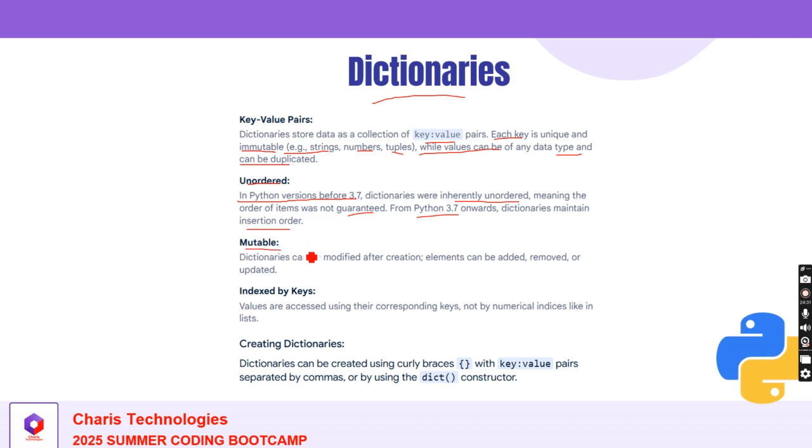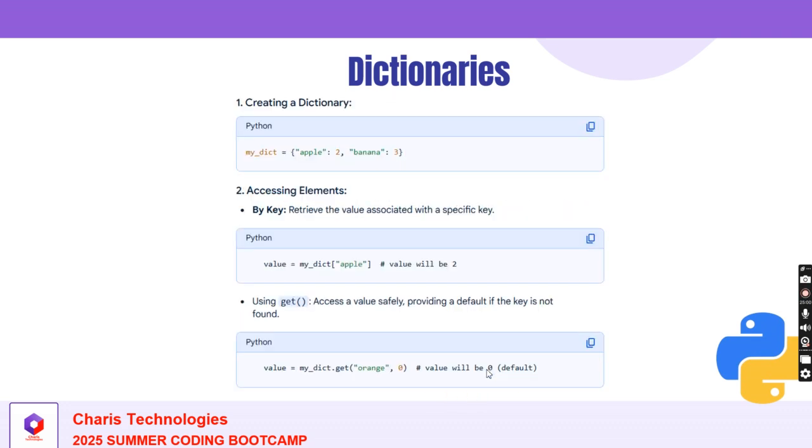Now dictionaries are mutable, right? Dictionaries can be modified after their creation. Elements can be added, removed, or updated. Dictionaries are indexed by keys. You can access values of dictionaries using their keys. You create dictionaries using curly braces, making sure you state the key and value pairs, or you use the dict constructor, just like lists.